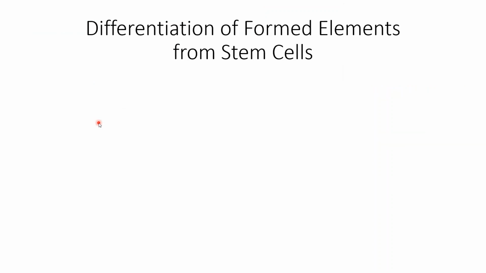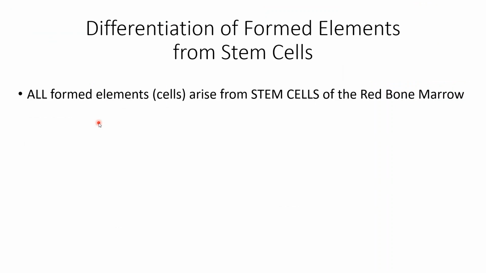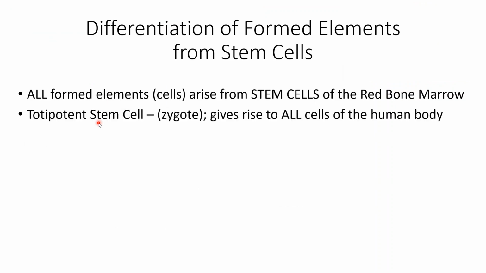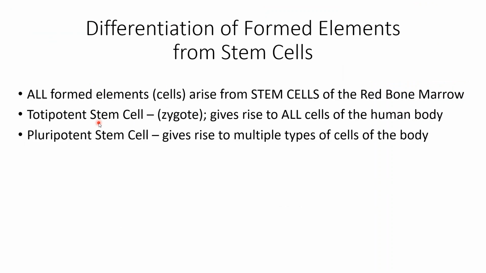Differentiation of formed elements from stem cells. So all cells in the body are going to come from stem cells. So ultimately, the zygote, that is the cell that's formed from the fusion of a sperm and egg. That is a single cell. That is the totipotent stem cell. If you think about it, that single cell, that zygote, will form any potential cell that's going to be made in the body. Totipotent stem cell can turn into anything.